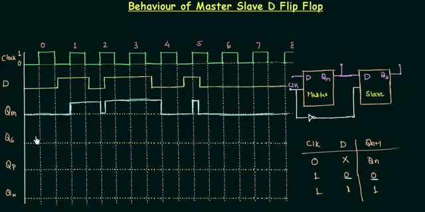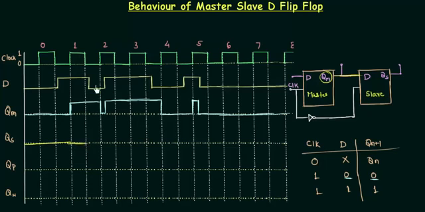Okay, we have to see QM because QM is acting as the input for the slave flip-flop. The D isn't, the QM. So we have to see QM and the clock when it is low. So let's try to get our QS.